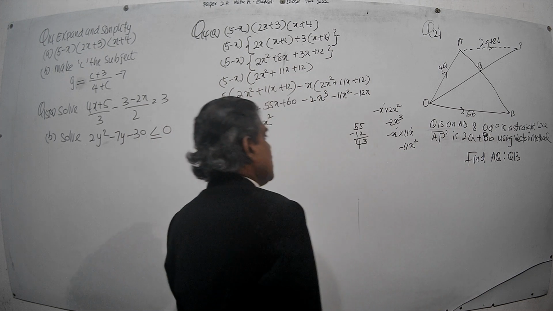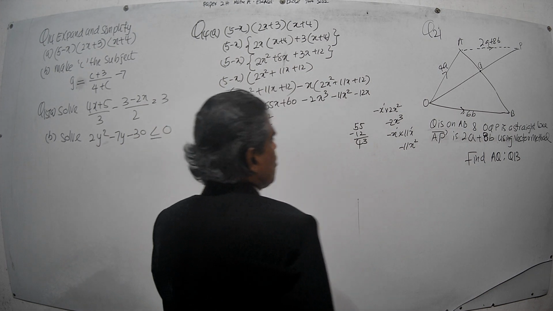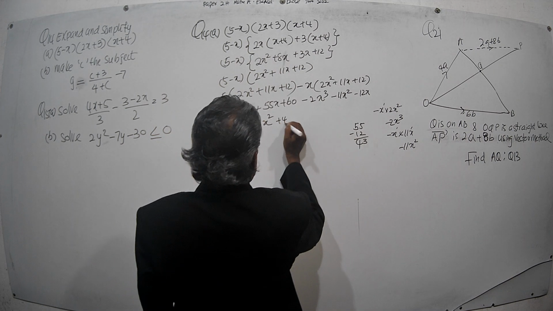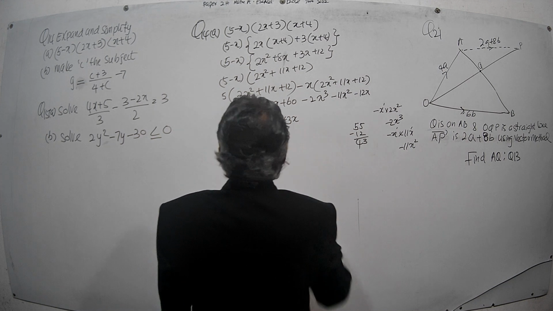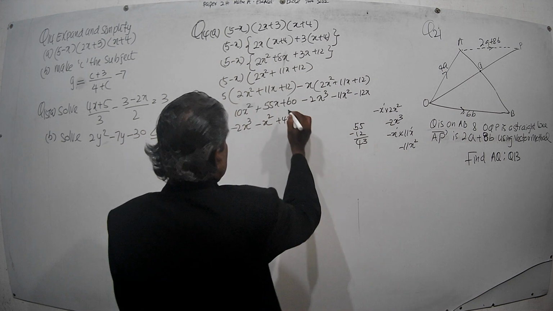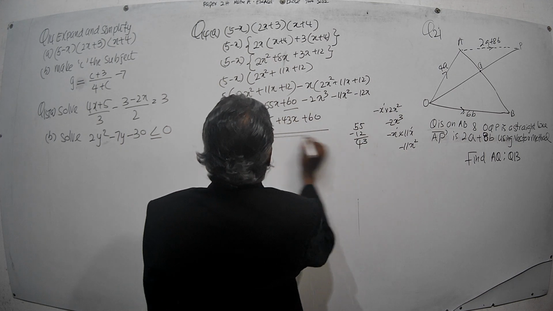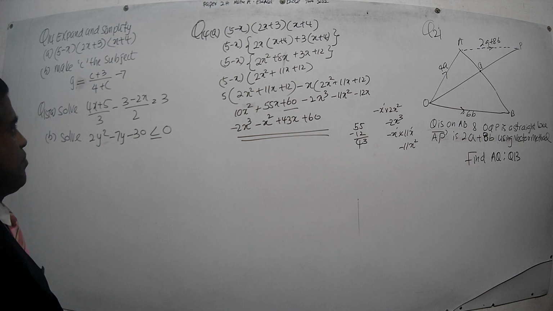Then that is 2 deducted from 5 is 3, 1 deducted from 4 is 5, the 43. Then it will be plus 43x. Then there is another plain term here, plus 60. This is the answer after expanding and simplifying. Okay. Right.